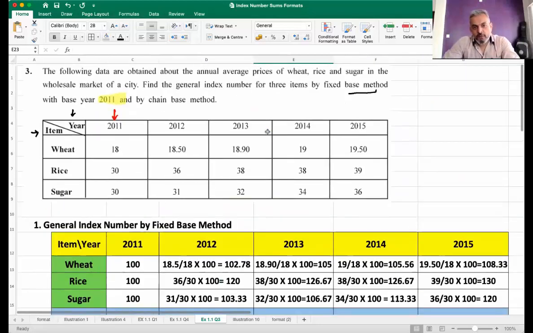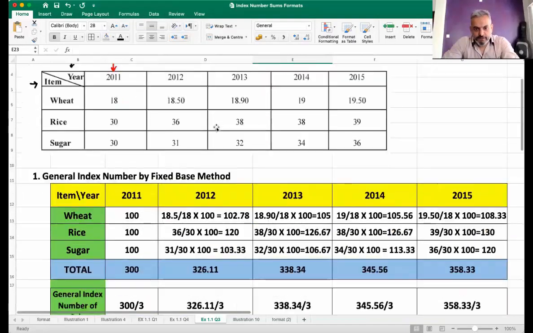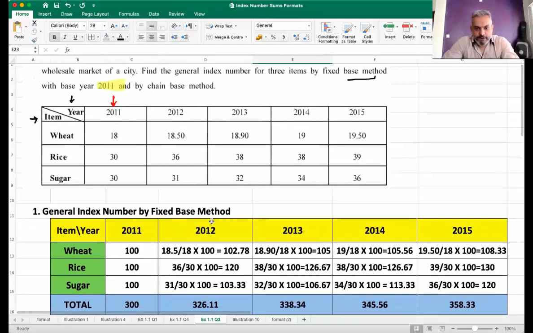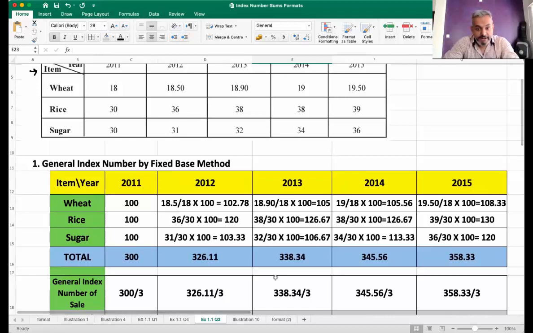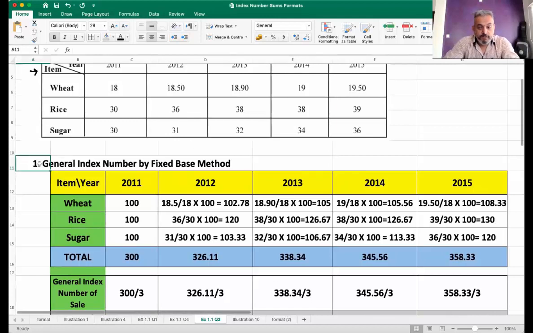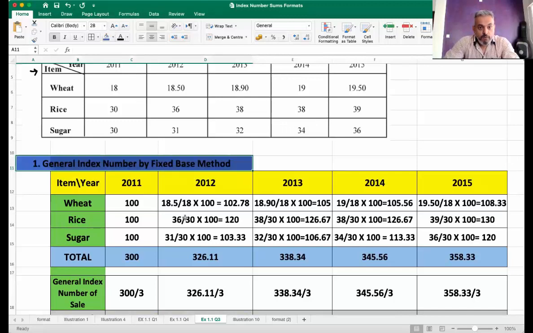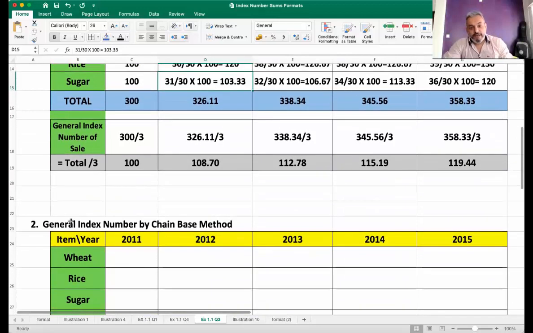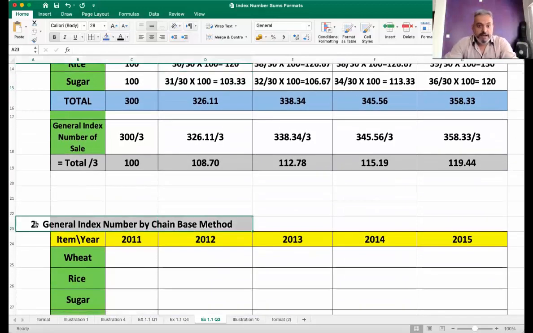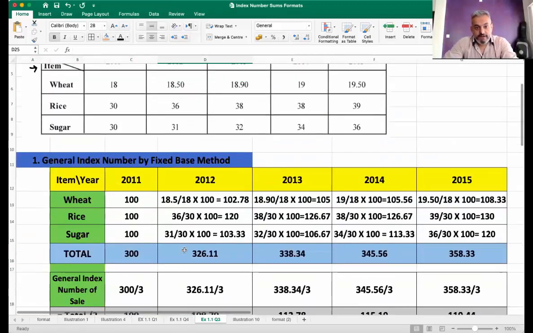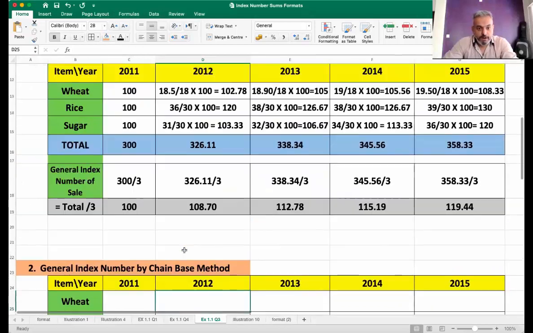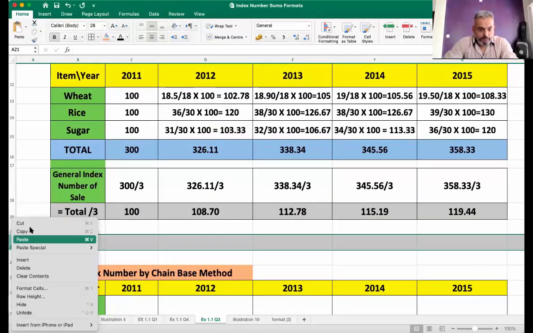Now, as we went for the fixed base method first, what we did was 18.5 divided by 18, 18.9 divided by 18, 19 divided by 18 and 19.5 divided by 18. We did it for all because it was fixed base index number. Now, what we have to do is the second part, that is chain base index number. So we will go again one by one. Okay, I'll just copy the sum once again over here.